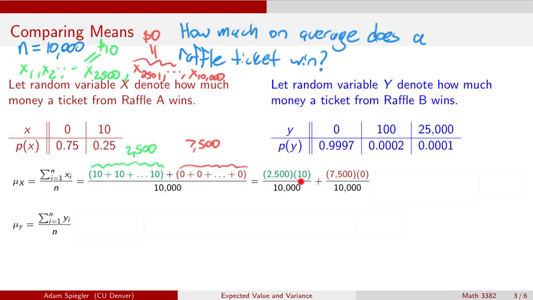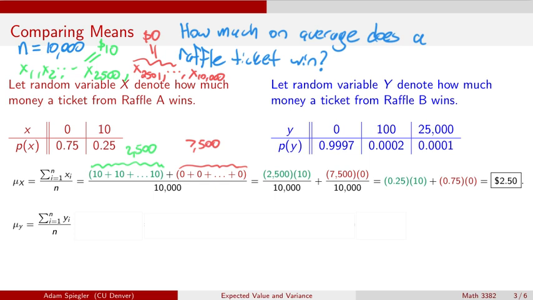This is representing the proportion of people that won $10. And then we have the 7,500 over 10,000. This is representing the proportion of people that didn't win any money. And this gives us a sum that gives me 0.25 times 10 plus 0.75 times 0. And finally, calculating that gives us a mean of $2.50. So on average, a ticket is going to win $2.50 from raffle A for random variable X.